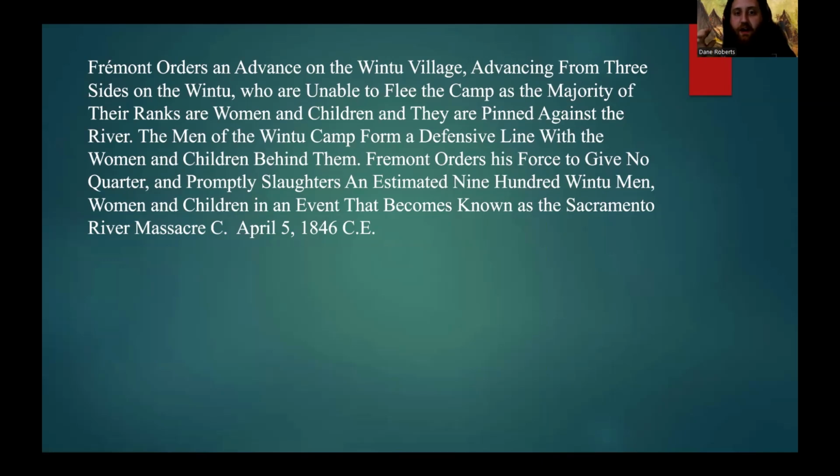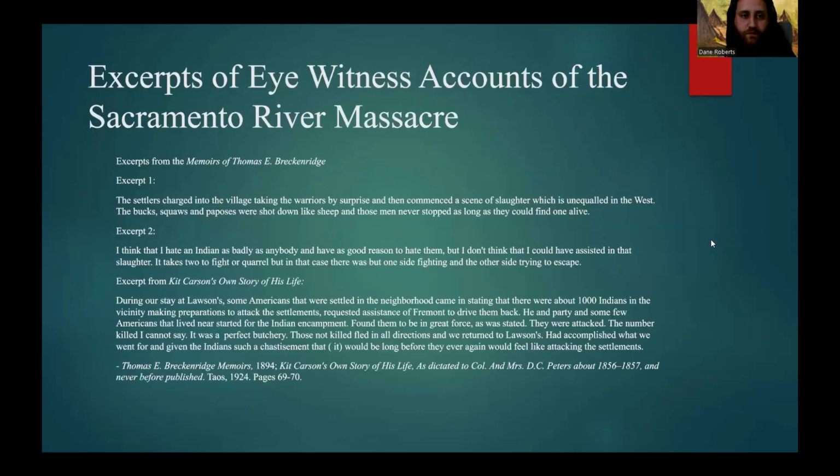Fremont would then order his force to give no quarter and would promptly slaughter an estimated 900 Wintu men, women, and children in an event that would become known as the Sacramento River Massacre on April 5th, 1846 CE. And here are some excerpts of eyewitness accounts of the Sacramento River Massacre.